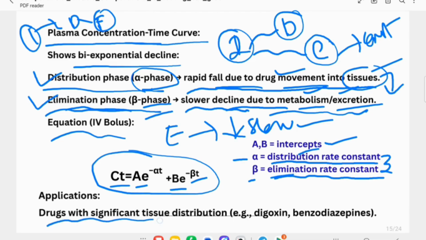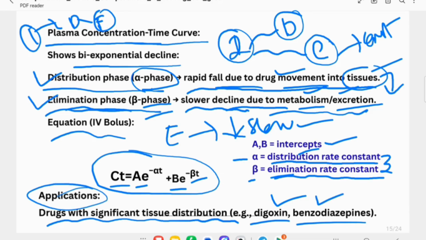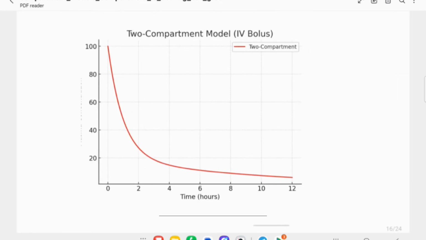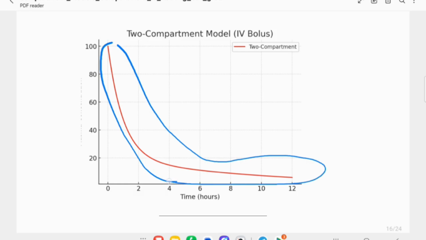So drugs with significant tissue distribution, for example digoxin and benzodiazepines. For the pharmacokinetic study of these drugs, we use the two compartment model. Here we can see the graph for the two compartment model. Here we have taken the plasma drug concentration and here the time, and the curve is like this.